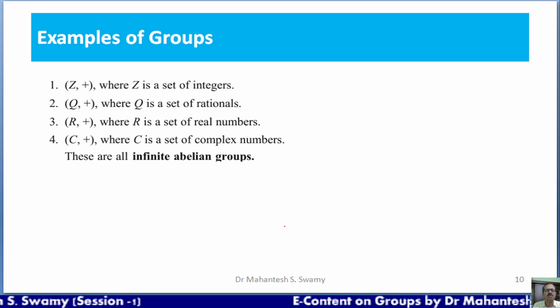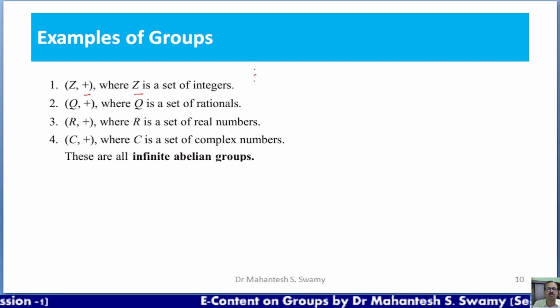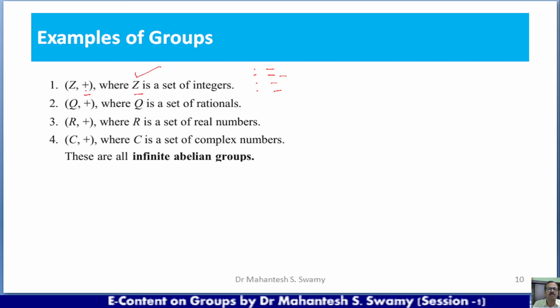Now, we shall have some simple examples of groups. I have already shown you the set of integers forms a group with respect to the binary operation addition. You can observe all the four properties: first one closure, second one associativity, third one identity law, fourth one inverse law. All these four laws will be satisfied by the set of integers with respect to the binary operation of addition. Therefore, this is a group.